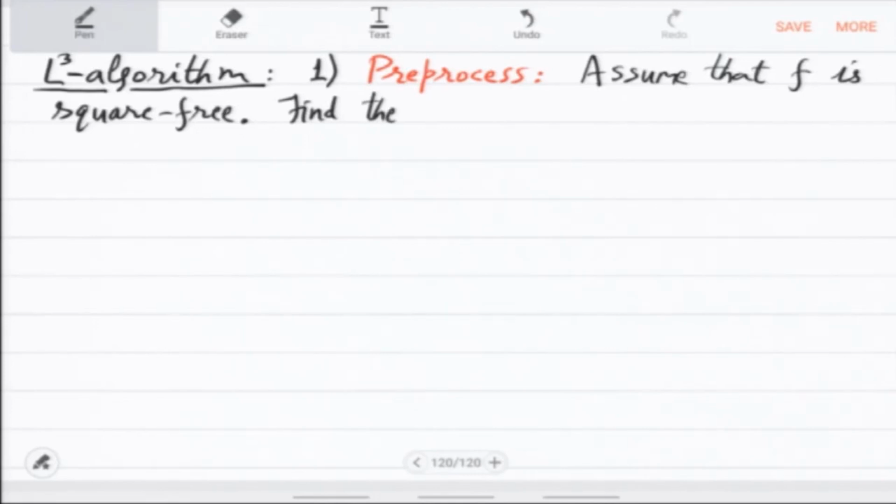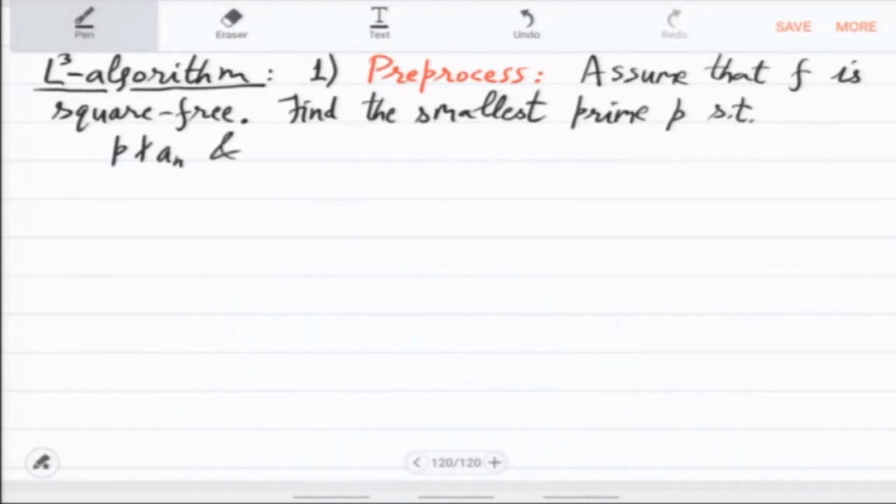So find the smallest prime p such that p should not divide a_n and f mod p should be square free, should remain square free. So p should not divide a_n because we want the degree to remain the same, we don't want f's degree to fall.